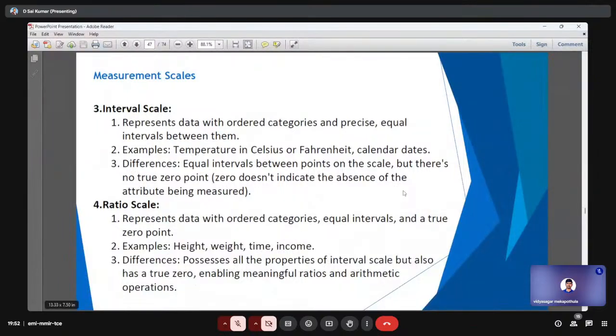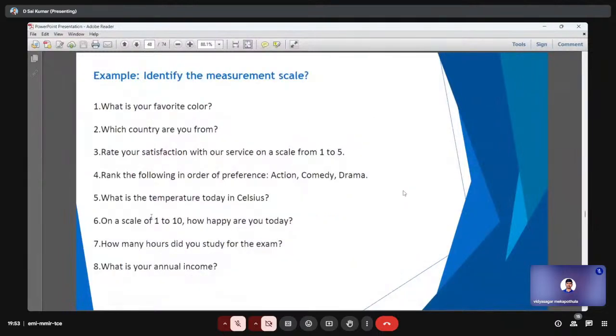And with respect to ratio scale, just now I mentioned that with ordinal categories, it satisfies all the features: ordered categories, equal intervals, and a true zero point. Examples are height, weight, time, on which we can directly perform statistical measures. I can directly apply the mean on the weight, and measures of dispersion can easily be known with respect to this ratio scale. So these are the measurement scales.